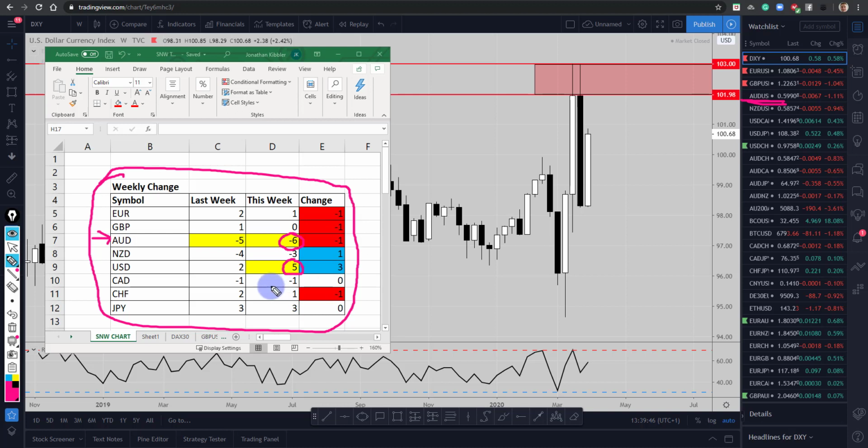Obviously, CAD has done nothing, Yen's done nothing, and Swissy has lost a little bit of value as well. So really, it's suggesting that we stick to buying the dollar at the moment.